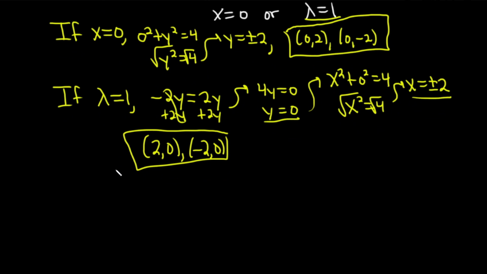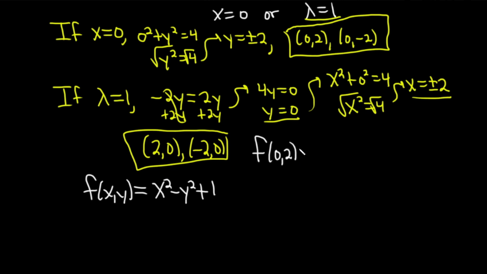original function. So our original function was f of x, y equals x squared minus y squared plus 1. And so now we just take every single one of these ordered pairs and plug them into the function. The biggest answer we get is the max, the smallest is the min. So let's just go through it. So let's do f of (0, 2). That's going to be 0 squared minus 2 squared plus 1. Minus 4 plus 1, so minus 3.